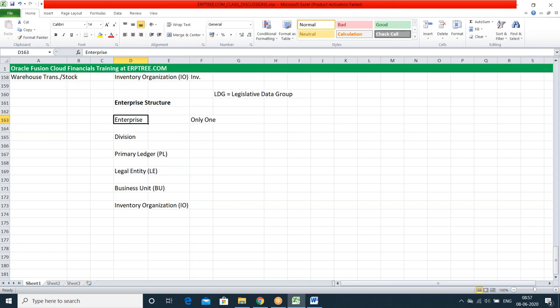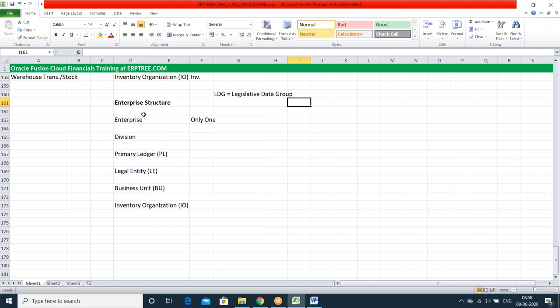If you are going to do the implementation for 10 countries, how do you segregate 10 countries' employees' information within the enterprise? We have a concept called LDG, Legislative Data Group. We can group the employees' information country-specific. Okay, data grouping. Legislative data group is nothing but employee-related information. We can maintain legislative data groups country-specific so that you can manage the employees' information and run the employee-related payrolls country-specific.